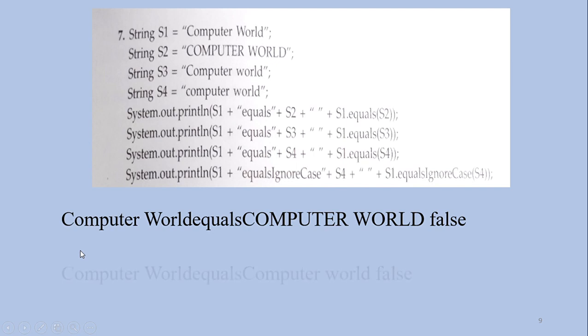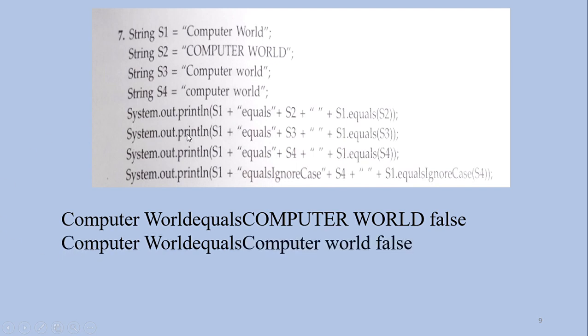Clear? The second question. System.out.println S1 plus again S1 computer world plus equals, you have equals S3. Now what is in S3? Computer space world. So you get computer space world and plus there is a space here. So a space here plus S1 dot equals S3. What is in S3? S3 you have both computer world, but you could see there is a difference. Here it is capital W, whereas here it is small w. So there again it returns false.